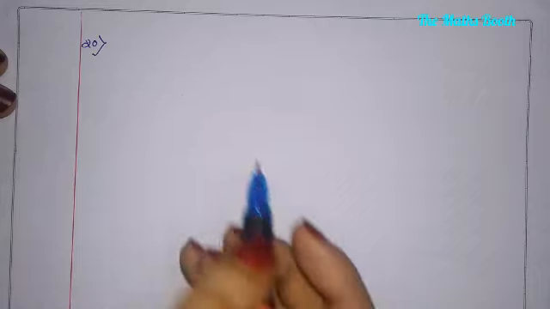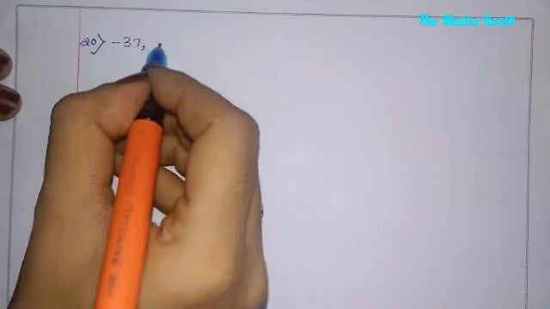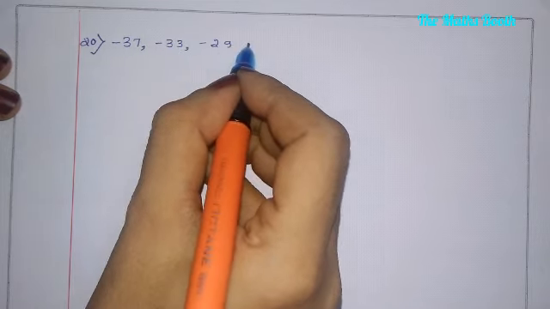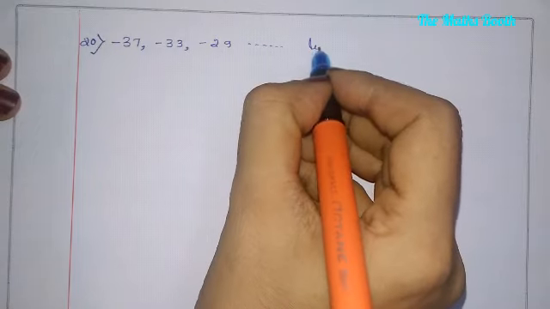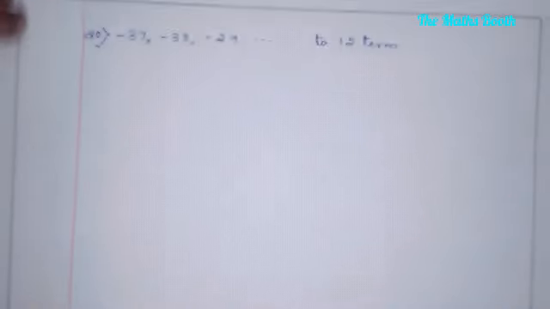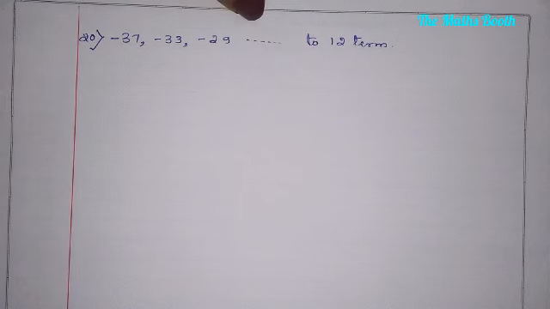Find the sum of minus 37, minus 33, minus 29 up to 12 terms. So this is the revision from the department. Let us solve this problem. Find the sum of minus 37, minus 33, minus 29 up to the 12 terms. So the sum of 12 terms we need to find.